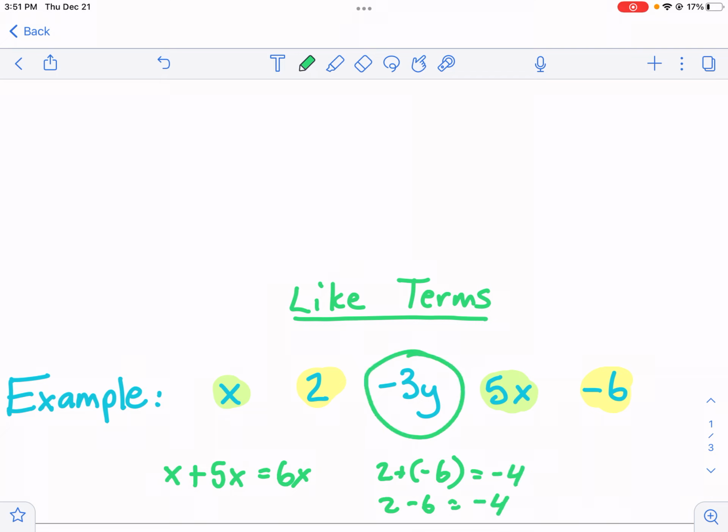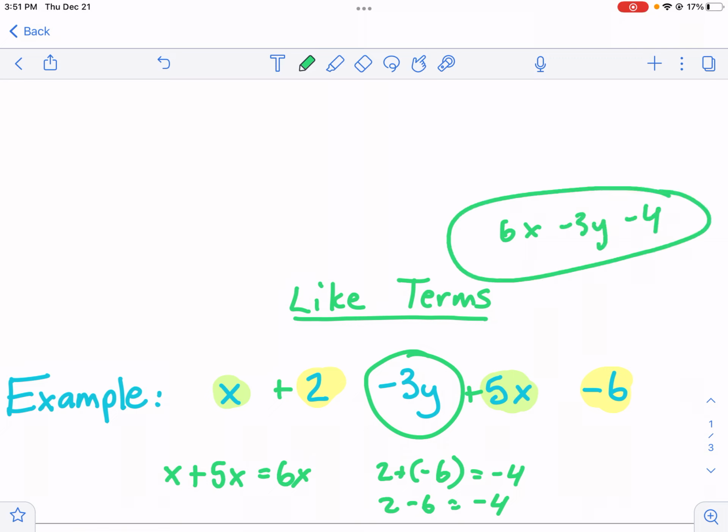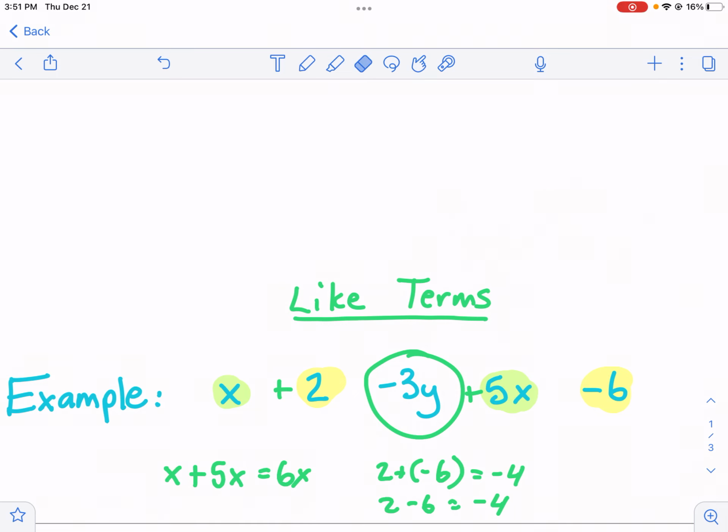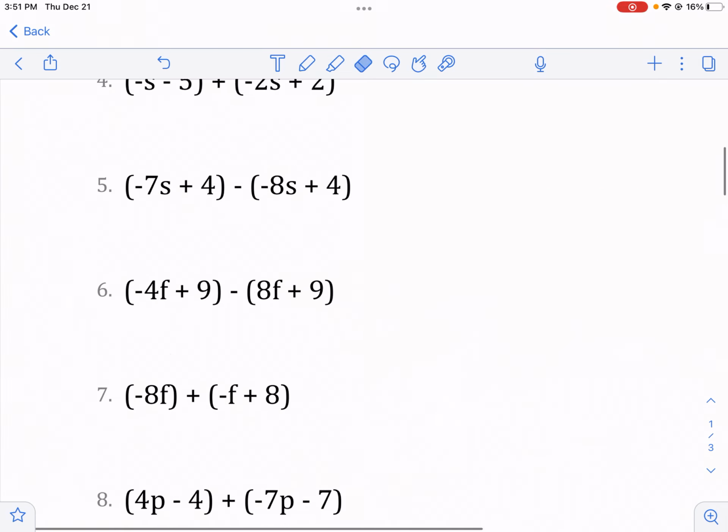The -3y, there's nothing else to combine it with, so that would stay by itself. So if we were to find the sum of these terms all together, the answer would be, let's see here, 6x minus 3y minus 4. And that would be our answer if we were to combine all of those together, okay? So those are like terms. I just wanted to give that example. We can jump into our problems now.